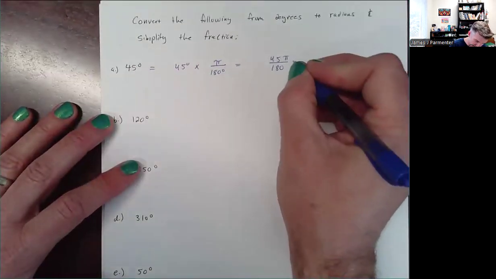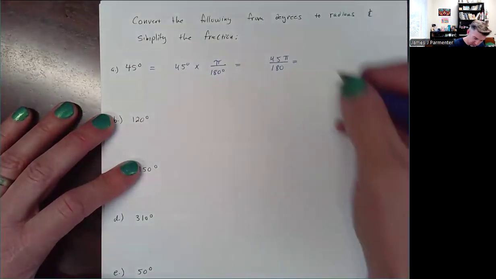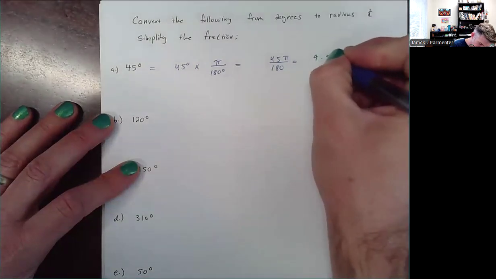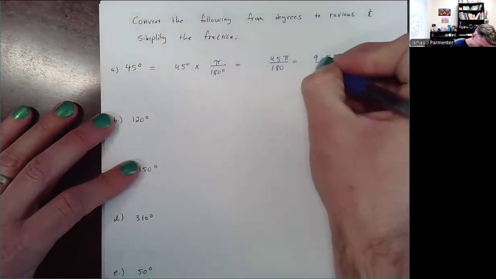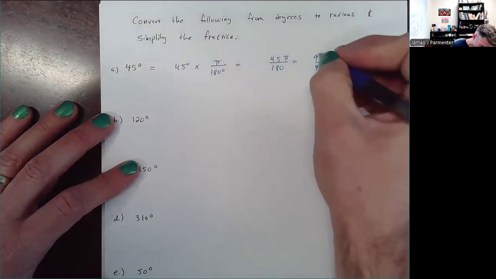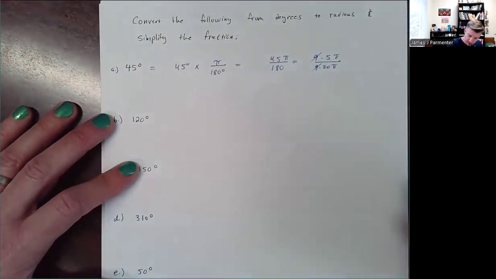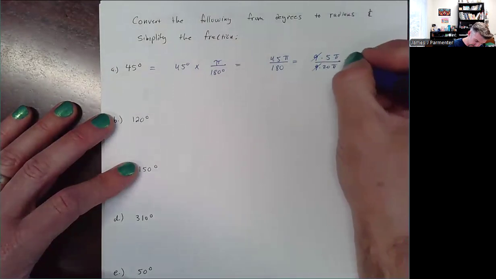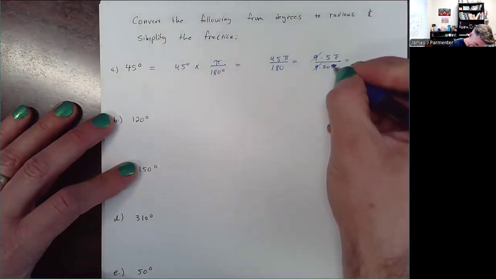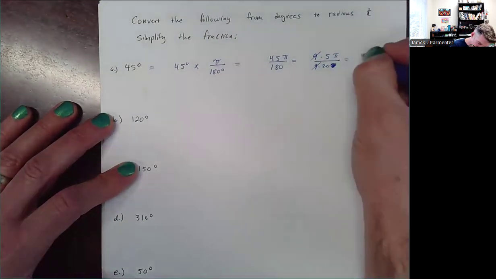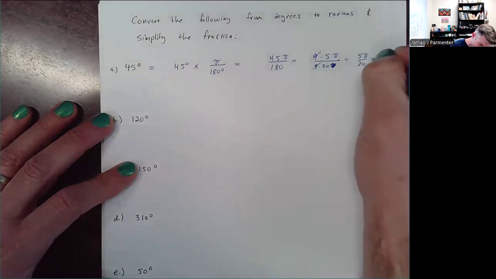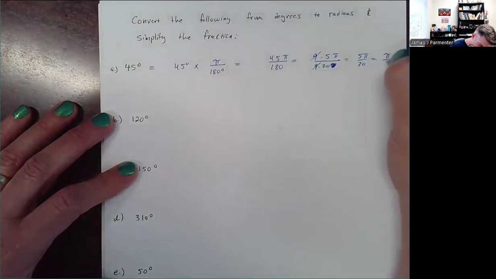So 45 and 180 are both divisible by 9. 45 is 9 times 5. 180 is 9 times 20. And cancel the 9s. I'm showing more work than I really need to here. And then 5 and 20 both have factors of 5. Oh, sorry, there shouldn't be a pi there, though. Excuse me. That should be 5 pi over 20. And then we can reduce that to pi over 4.